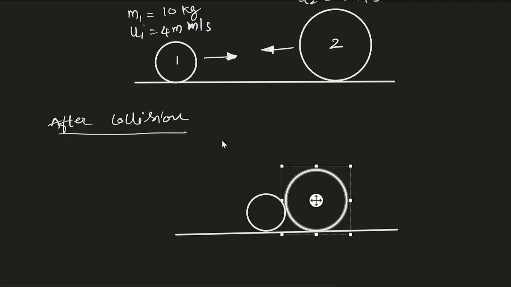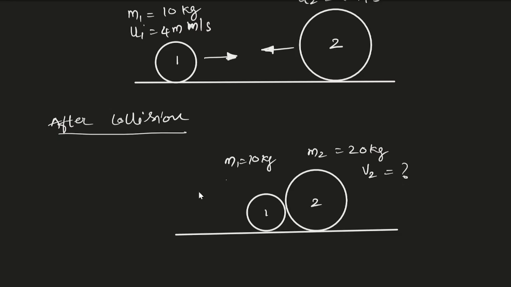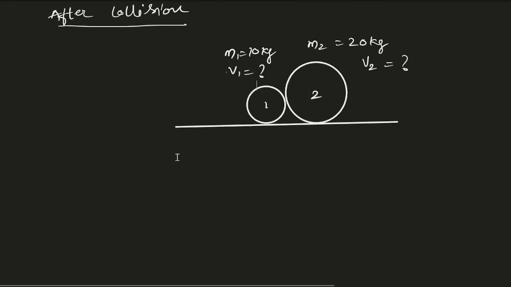Because here the collision happens, right? So the masses will remain the same, m1 equal to 10 kg and m2 equal to 20 kg. So what about the velocities? We have to find v1 and v2, right? Here they have given two data: one is the coefficient of restitution and the other is the law of conservation of momentum. Here we will be using two parameters.